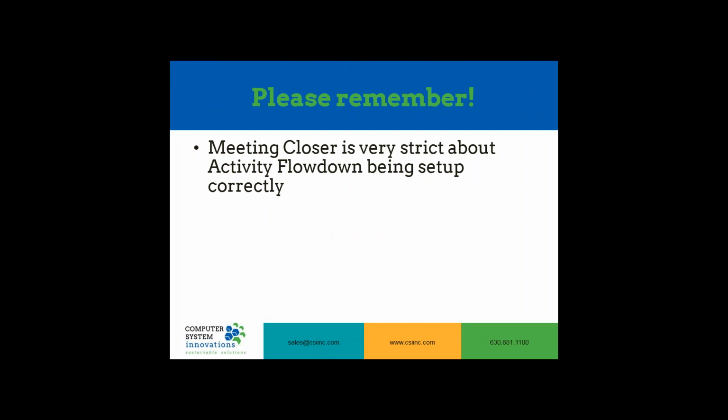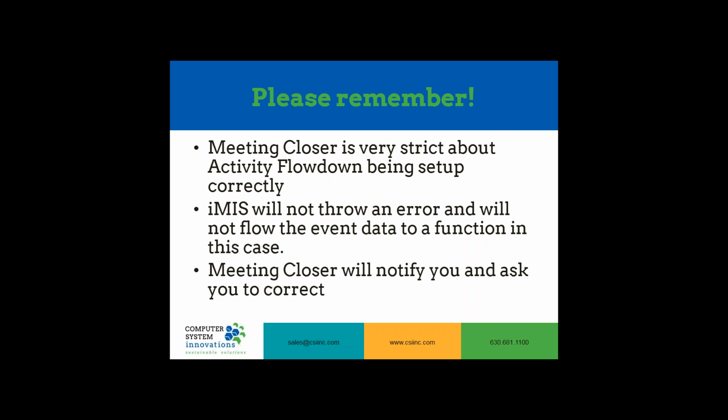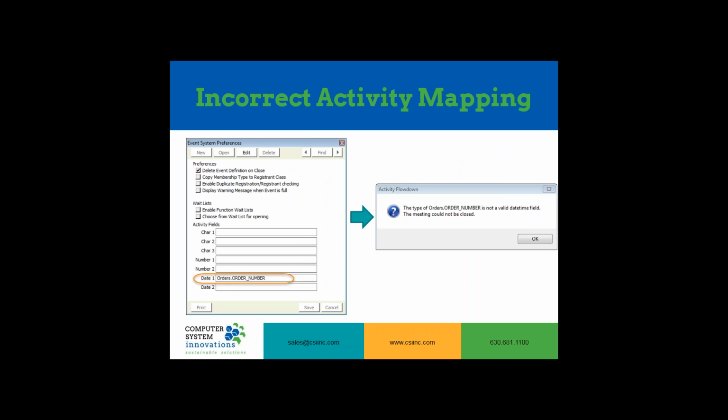Also remember, Meeting Closer is very strict about activity flowdown. What's activity flowdown? That is the ability to add additional fields to the meeting activity. If you have that set up wrong in your IMUS database, IMUS does not error out. It just doesn't do it, okay? But Meeting Closer is a little pickier. It says we're not going to ignore a setup option that's wrong, so you need to correct it. Here's an example. If I said take the order number and put it in the activity date field, Meeting Closer is going to say, you got a problem. That's not a valid date time field. I'm not going to close this meeting until you fix this setup in IMUS. So that's important to fix.